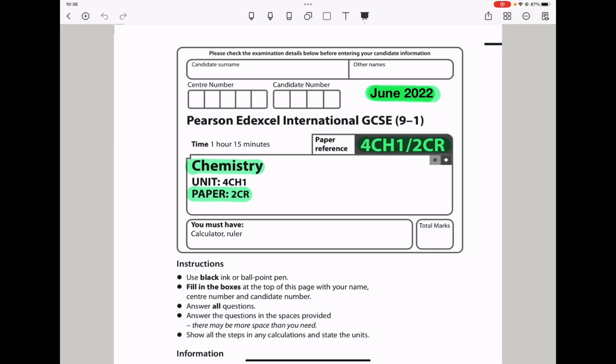Today we are doing the Pearson Edexcel International IGCSE Chemistry Paper 2CR for June 2022. Let us begin with the first question.